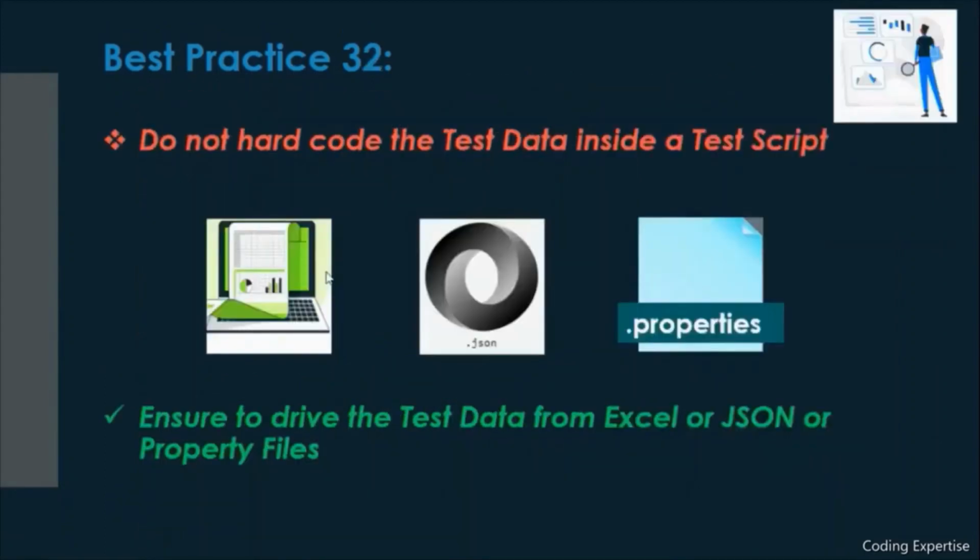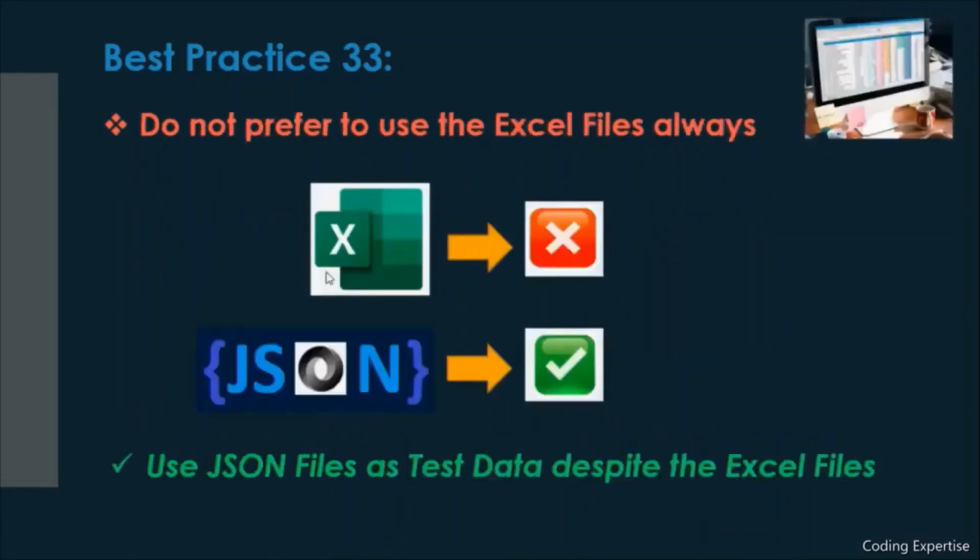Another one, hardcoding the test data is a bad practice. Try to fetch the data from external files. It could be either an Excel file, a JSON file or a property file. That would be the ideal approach. Better to use JSON files instead of Excel files. At times, there may be a chance of data corruption while we use Excel files. In terms of performance, I would say JSON files are the right choice.